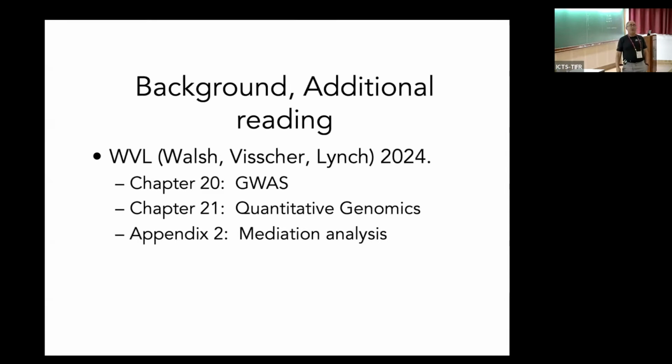Hopefully we won't get too lost. As always, there's a lot more that I'm going to cover, and you'll see in some places I've been very lazy. You'll see a nice cut and paste. That cut and paste is right from one of these two chapters, so you can look that up. So chapter 20 covers GWAS, 21 covers quantitative genetics, and mediation analysis, which involves path analysis and also something called Mendelian randomization, is discussed in Appendix 2. I'll make sure all those are posted.